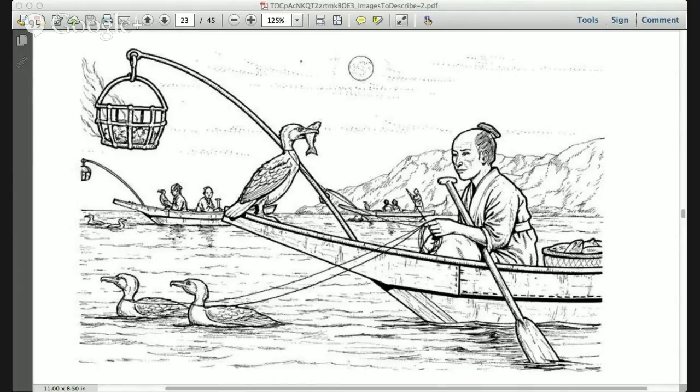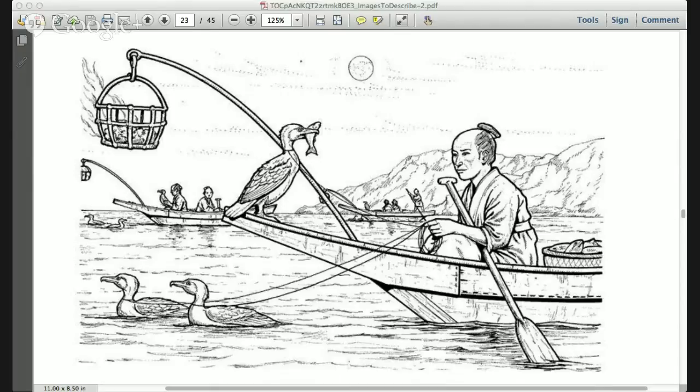I can see some other fishermen, and we can see a mountain, quite small though, and we can see a full moon. Yeah, there's a full moon back there. Good. So lots of fishing boats.